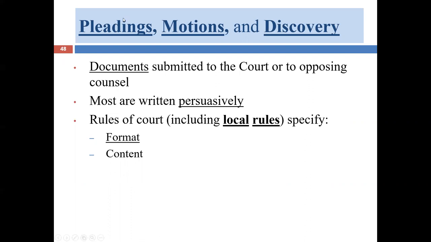These are things that are actually filed with the court or shared with opposing counsel. As a result, because they're going outside of that relationship between the law firm and the client, we're going to be writing primarily persuasively in this context. So documents that circulate within a law firm are going to be written objectively. Documents that circulate to the client are going to be written objectively. But documents that go outside the relationship are usually going to be persuasive.